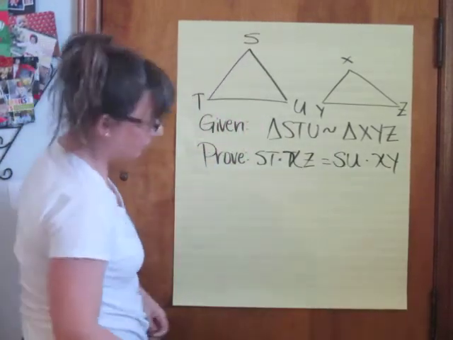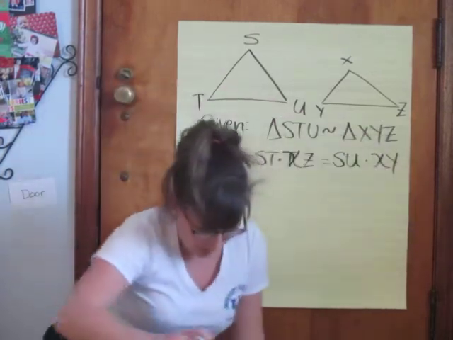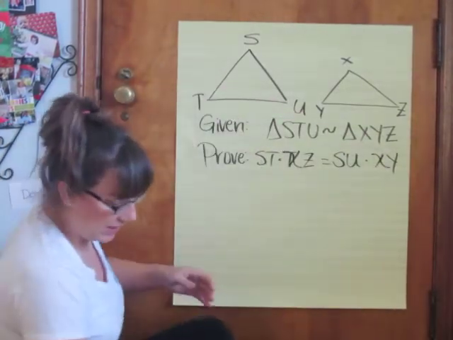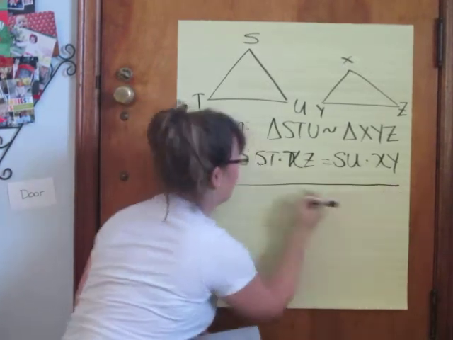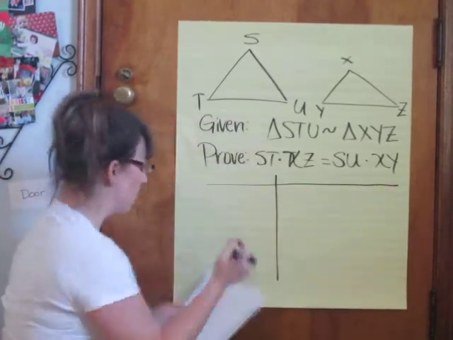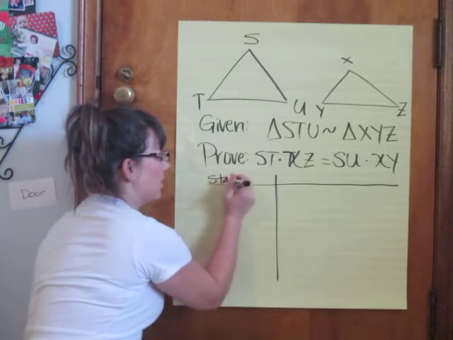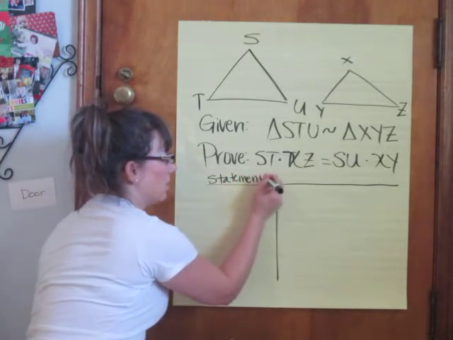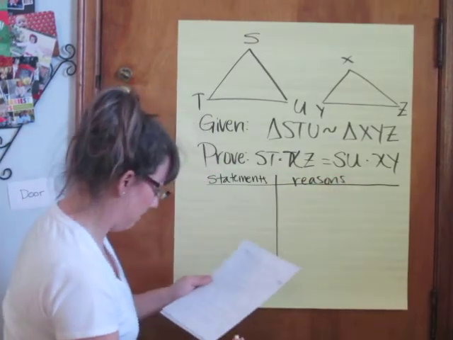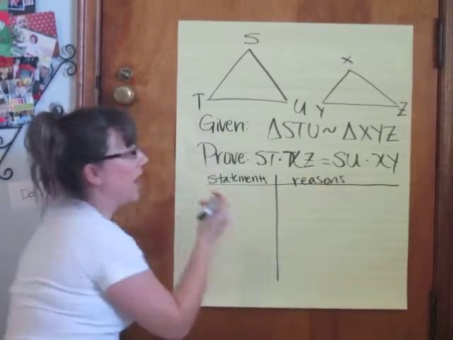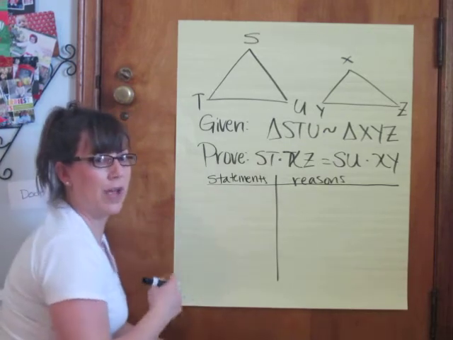a 2-column proof. All right, it's really simple. It's only 3 simple steps, but it just gives you an idea of how to use these properties. So let's see, statements. Reasons.